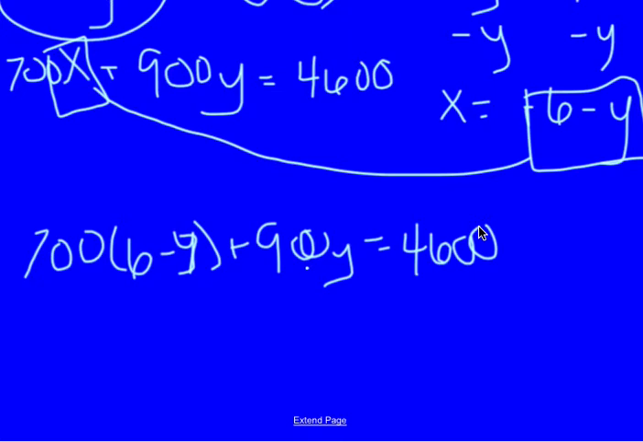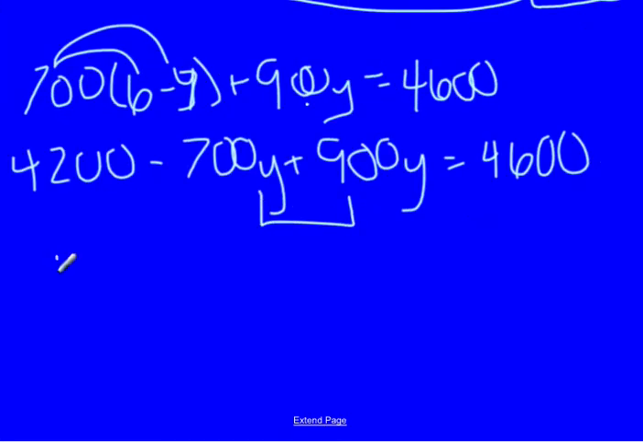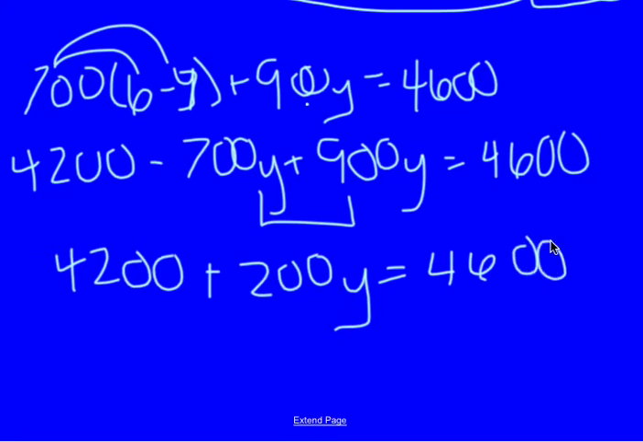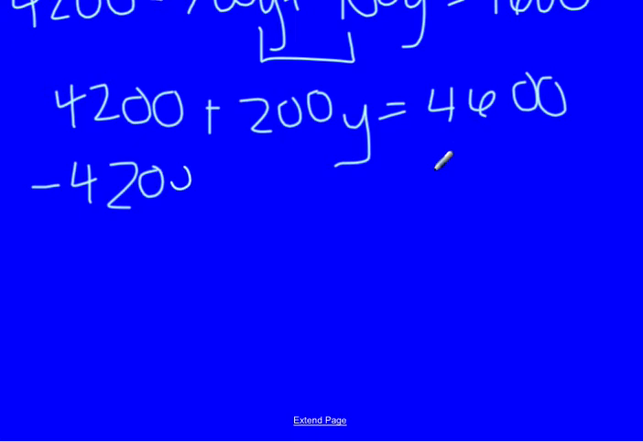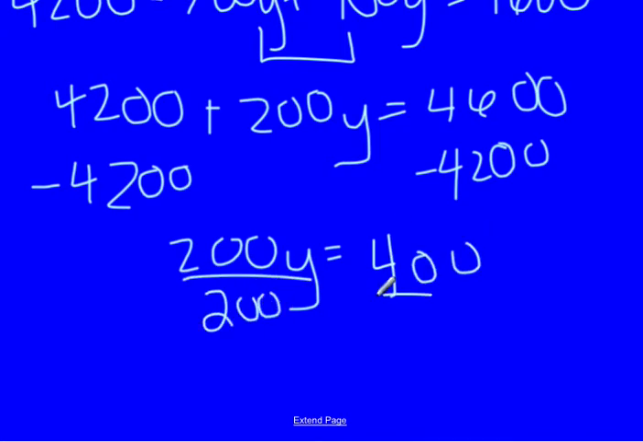4,600. Now I'm going to distribute that 700. So 700 times 6 is going to give me 4,200. Then 700 times negative Y is negative 700Y, plus 900Y is equal to 4,600. When you add those two together, you get 200Y, and that's equal to 4,600. Since that's a positive 4,200, I'm going to subtract 4,200. 200Y is equal to 4,600 minus 4,200, which gives you 400, not 4,000, 400. Then we divide both sides by 200.